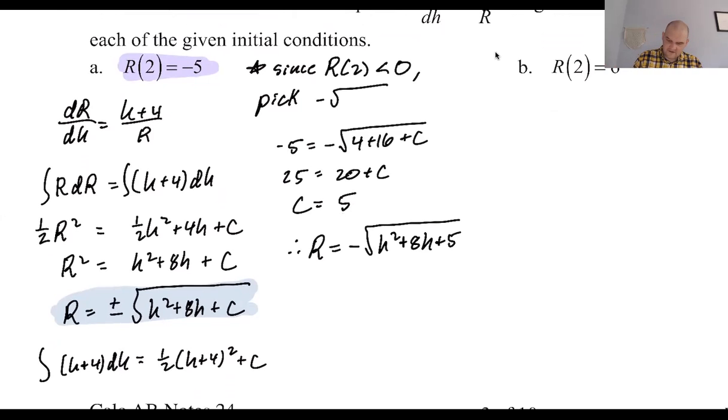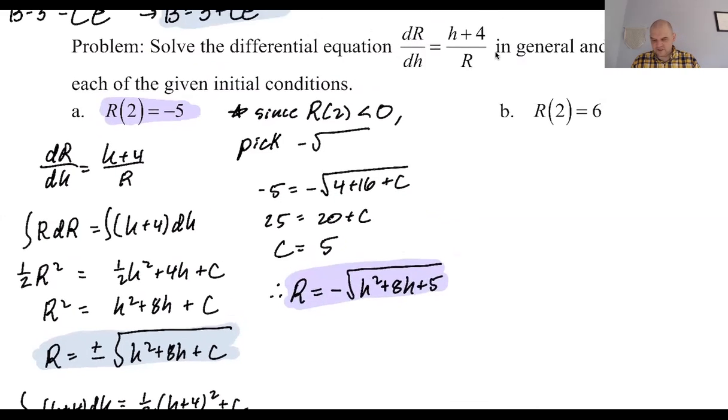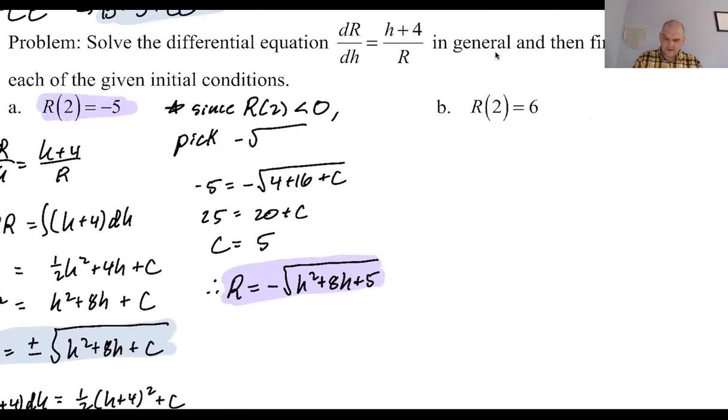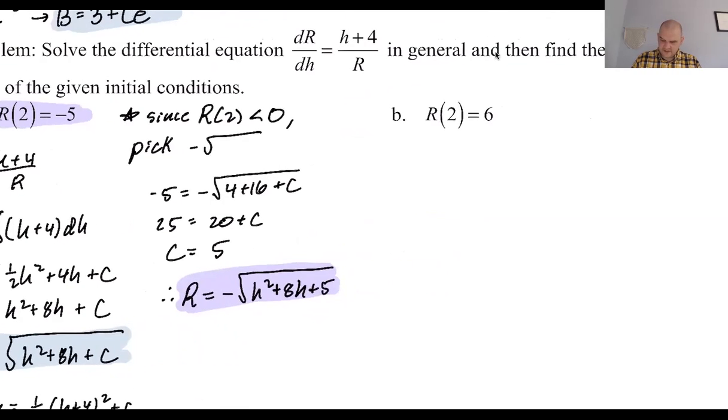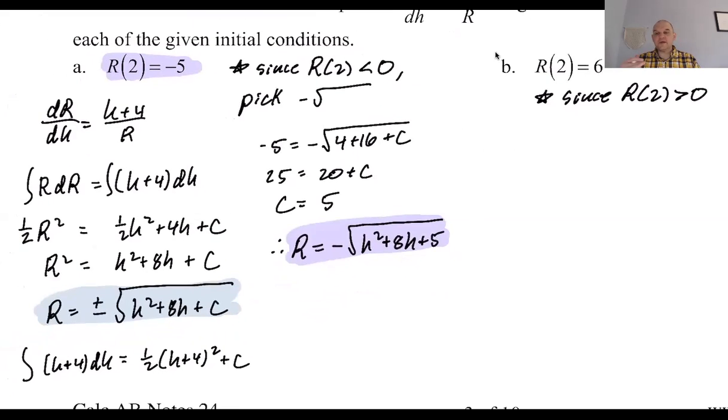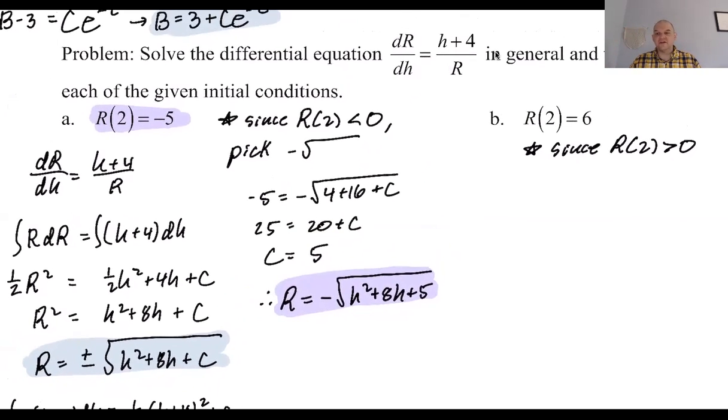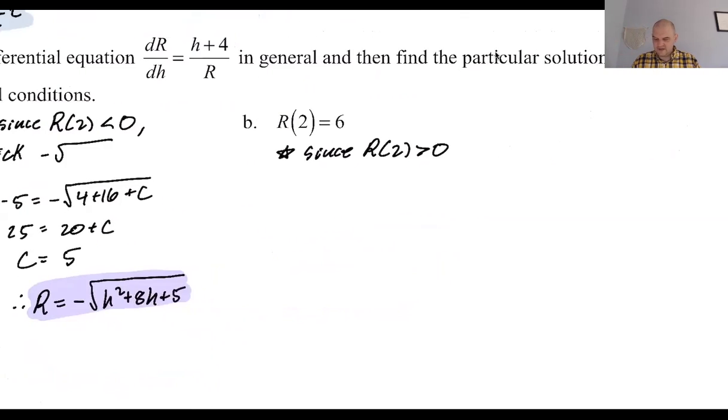So this, I think, is going to be our solution, unless we made a mistake. We'll find out when we go to check it. All right, now for this one, I noticed that since r of 2 is greater than 0, I better pick the positive square root. Otherwise, it's not possible to go through this initial condition. And we need to go through the initial condition.